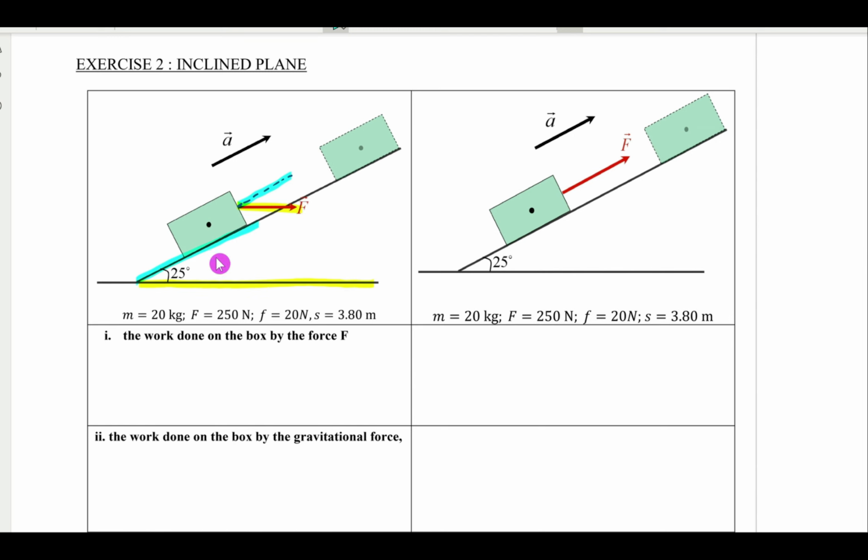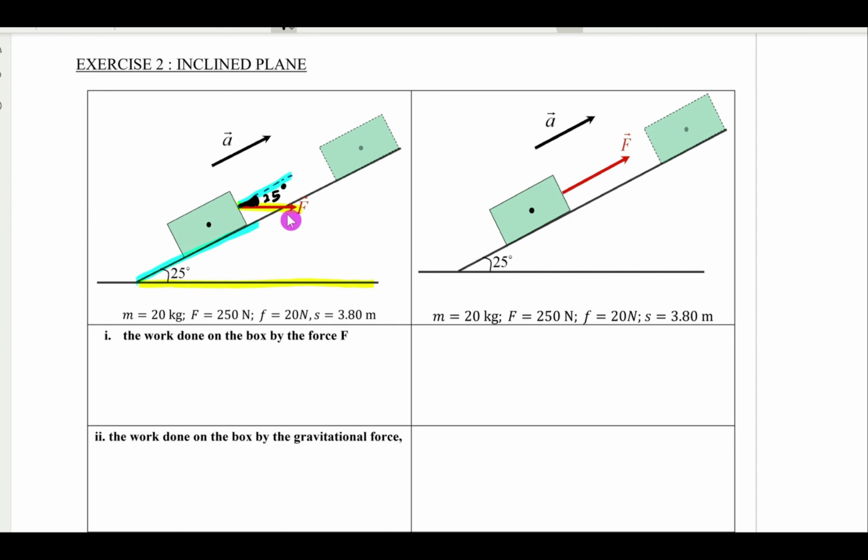If the angle between the blue and yellow line is 25 degree, it means that the yellow line here is parallel and the blue line here is also parallel, so mathematically, the angle between the blue line here and the yellow line here should be equal to the angle here, 25 degree. Okay, so now the first question, we want to calculate the work done on the box by the force F.